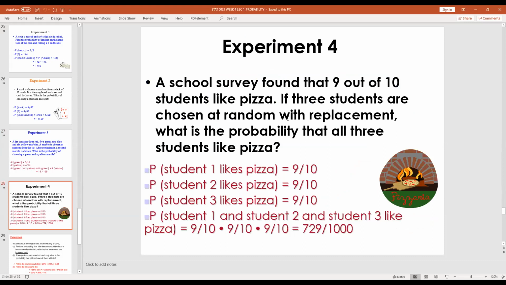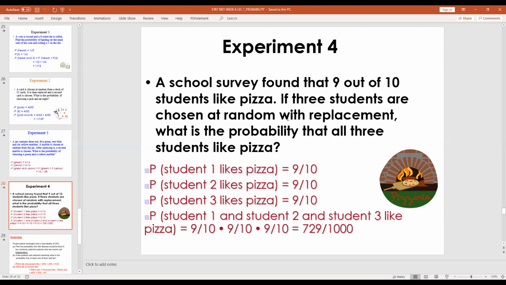Now this is very interesting to me. A school survey found that 9 out of 10 students like pizza. You conducted a survey. I walked you through the principle underlying surveys the other time. Maybe you conducted a school survey and found from your study that 9 out of 10 students like pizza. Now if 3 students are chosen at random with replacement, with replacement means when I choose the first person and ask whether he or she likes pizza, I replace him or her back into the population before the second person is chosen. In that situation, the population is going to remain the same.